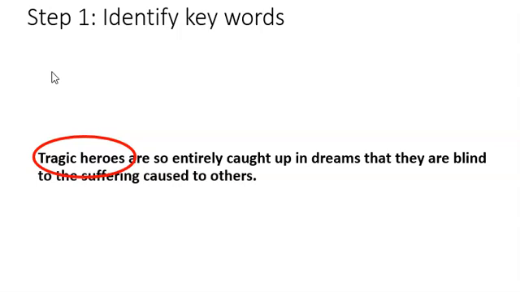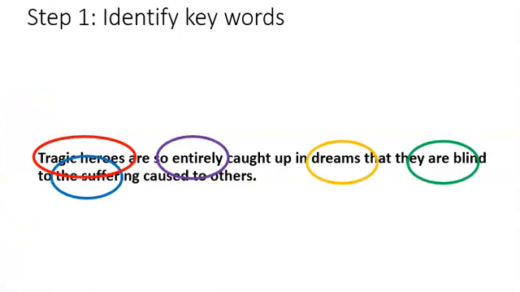So I'm going to ask you to pause the video now, have a think about underlining and thinking about what you think the other keywords could be. Press play when you're ready. So these are the words that I have come up with. We're going to leave entirely for now and first of all look at these ones, dreams, blind and suffering.